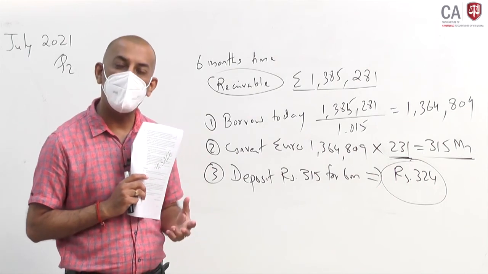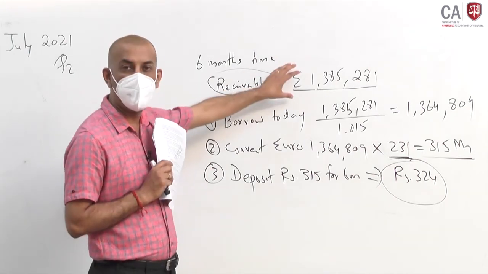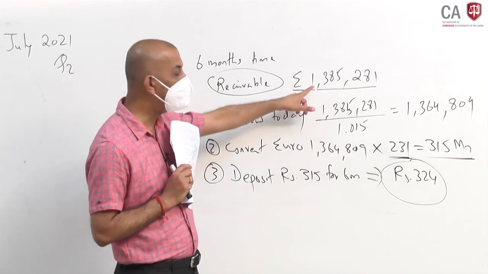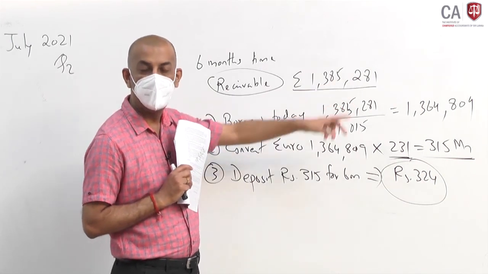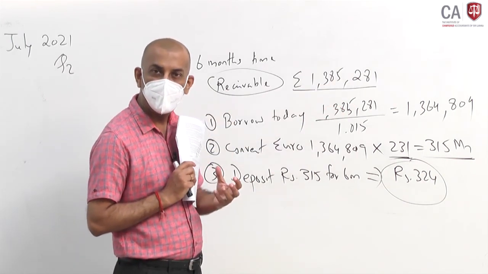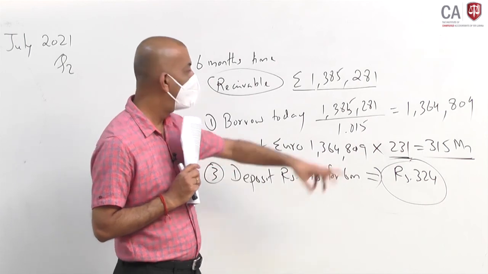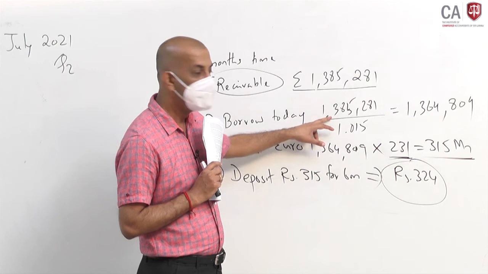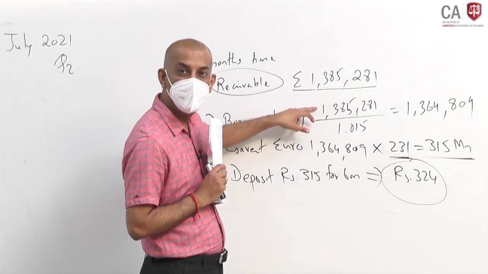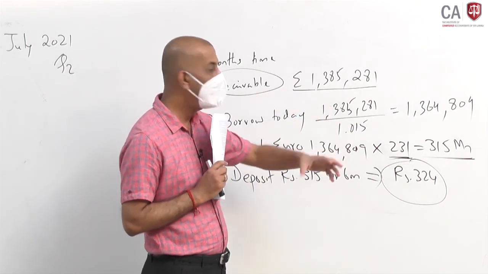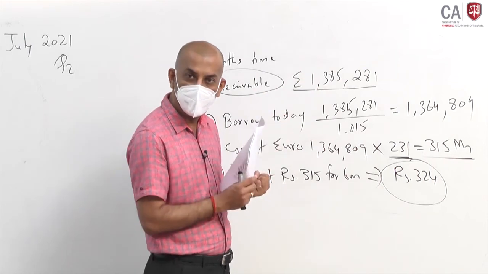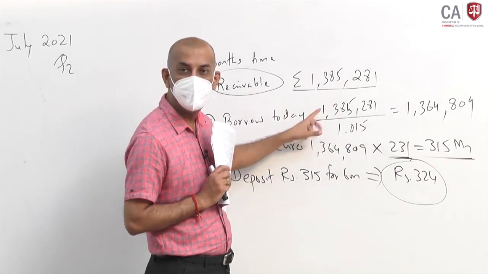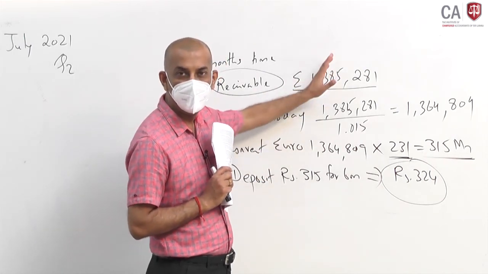So in 6 months time, what do you have? You have a receivable from the customer for this much, 1,385,000, and you have a liability which you have borrowed in Sri Lanka, which will be 1,385,000 in 6 months time. So you have an asset, you have a liability. So what you do in 6 months time, you take the export proceeds and set off against your liability, 1 to 1.